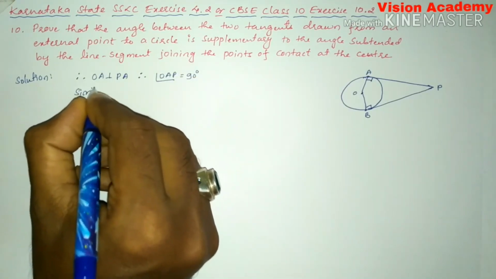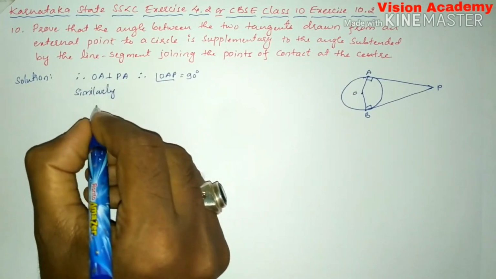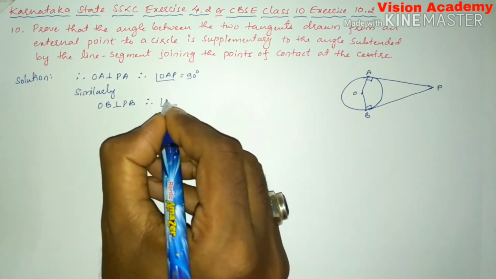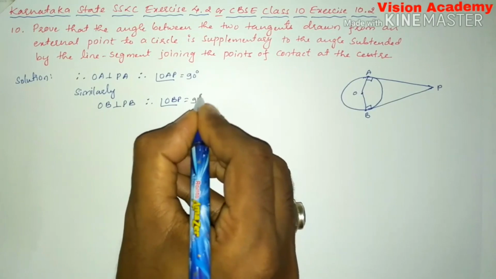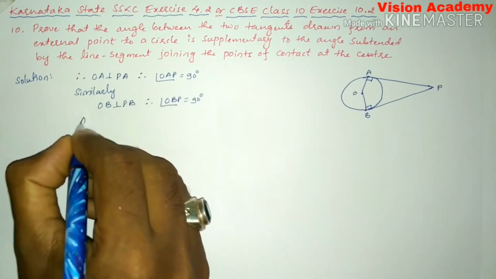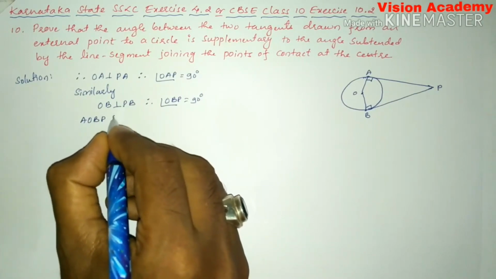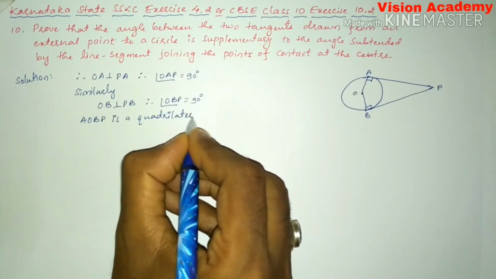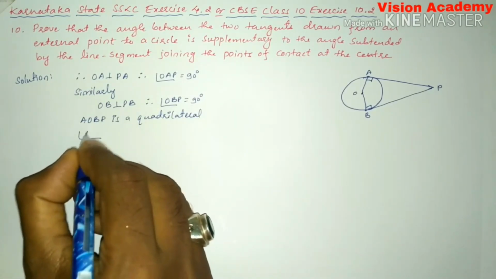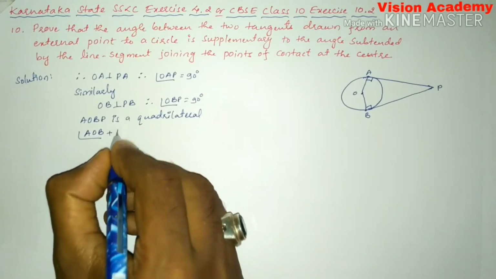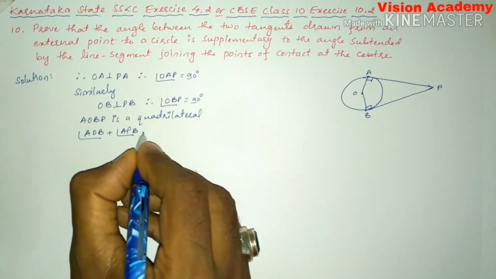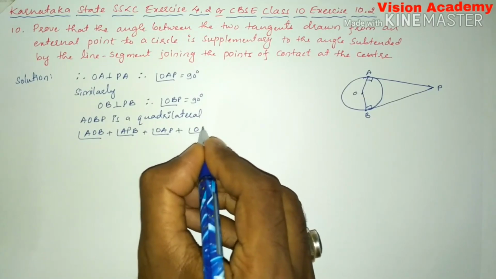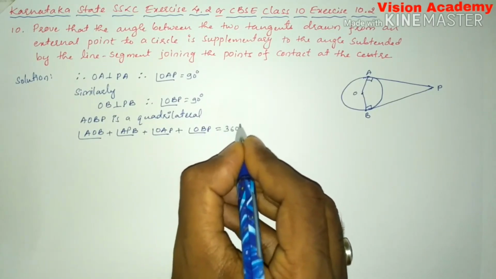Similarly, we can write OB is perpendicular to PB. Therefore angle OBP is equal to 90 degrees. AOBP is a quadrilateral. Angle AOB plus angle APB plus angle OAP plus angle OBP is equal to 360 degrees.